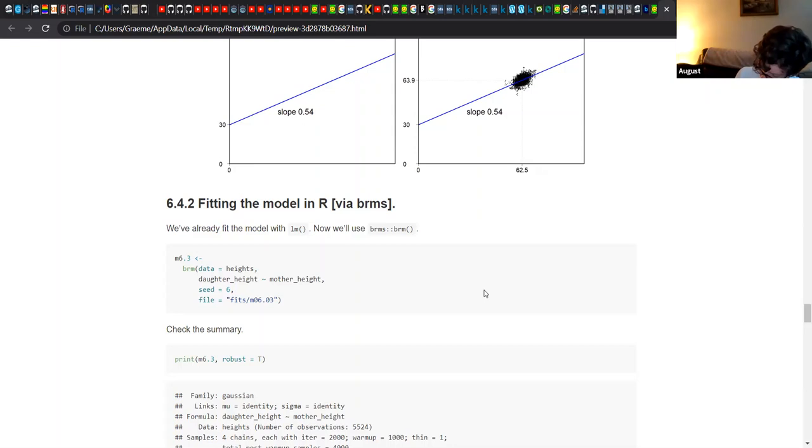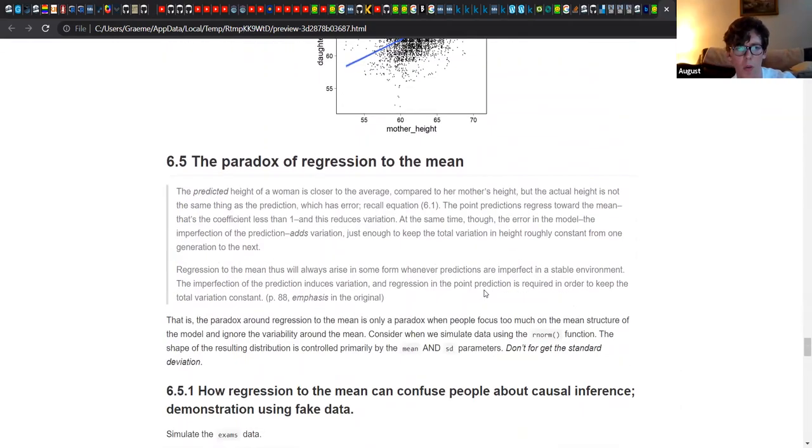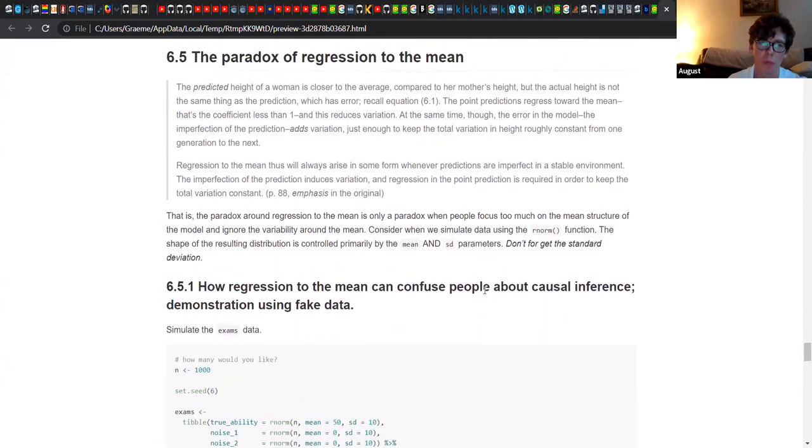Model. Okay, if you do these steps yourself, you'll find the graph loop. Oh, paradox of the mean. Yeah, so he doesn't talk about it. So it just creates this. So it's here. This is the important bit.